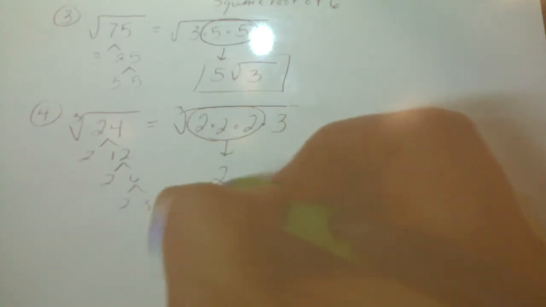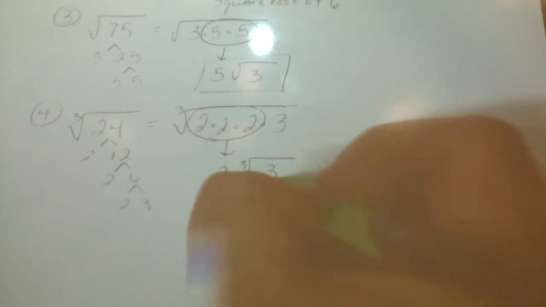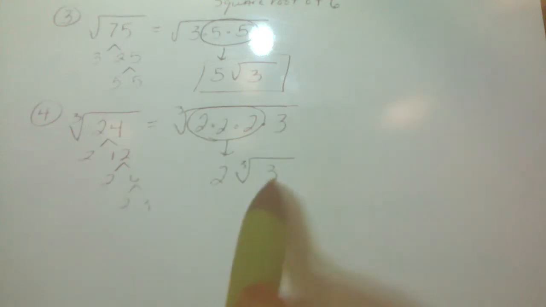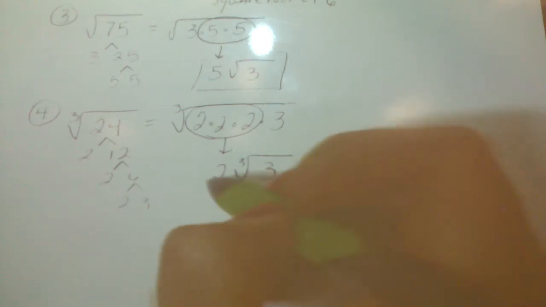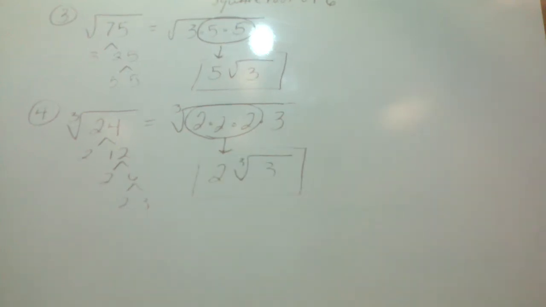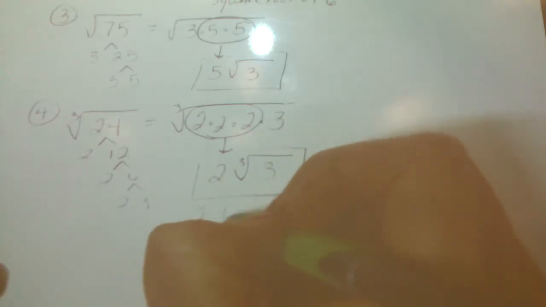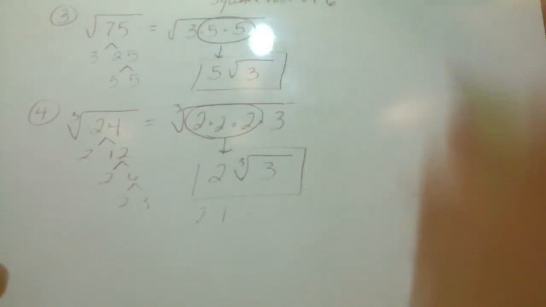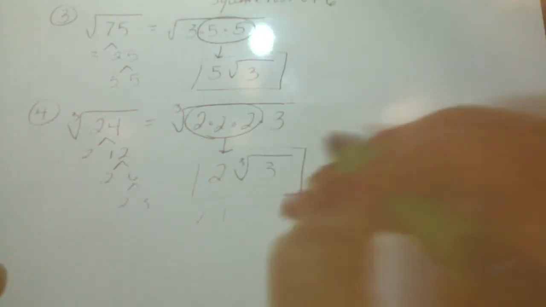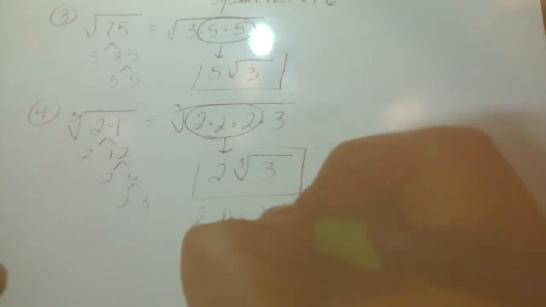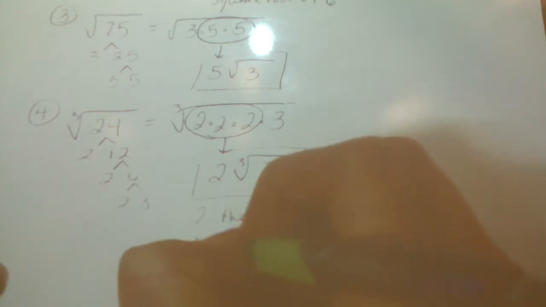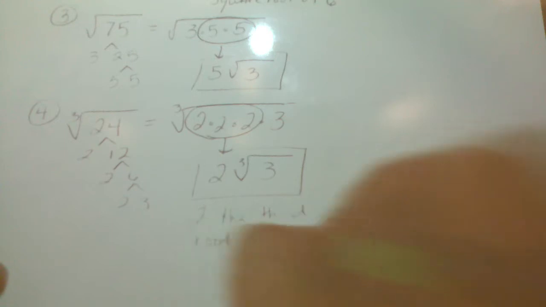So I'm going to take out a 2, and then I'm going to leave that 3 there. What I did not circle stays underneath that radical sign. So it's 2, the third root of 3. Let's get rid of that. There's too many 2's there. I'm going to say 2 the third root of 3.